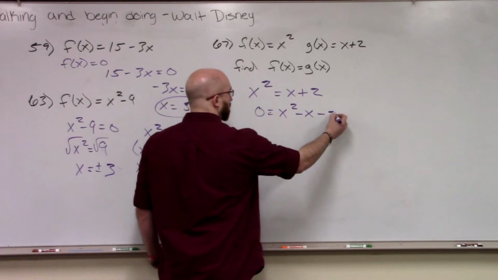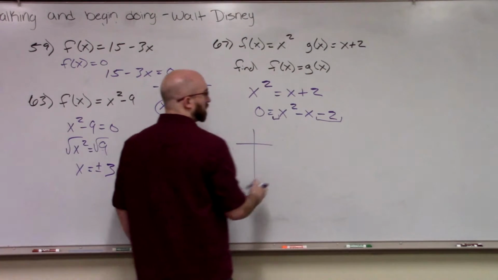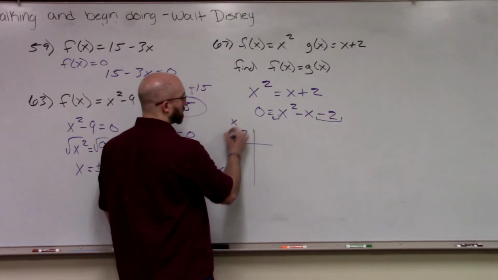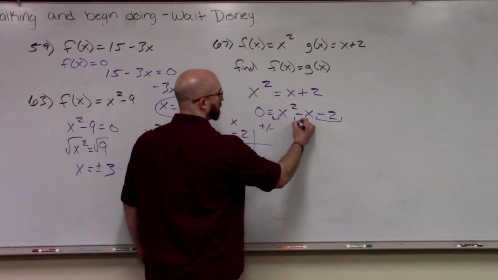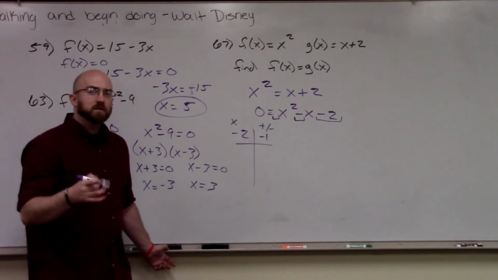You take this number right here, multiply by the number in front of x squared. There's nothing there, so it's just negative 2. That's the numbers that go here. So this is multiplication, this is plus, minus. Take this number, it's negative 1, it goes there. What are factors of 2? 1 and 2.